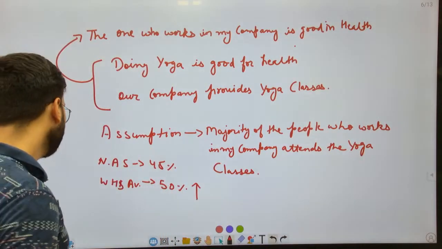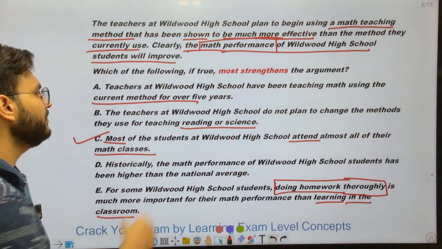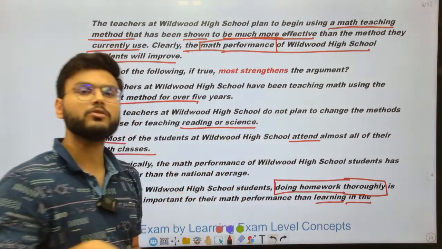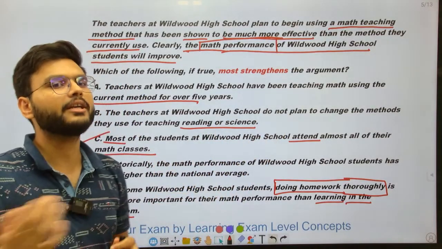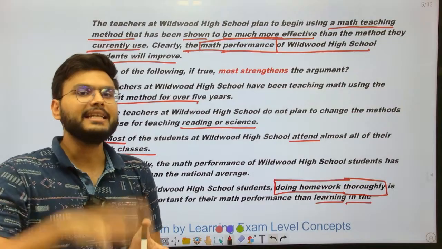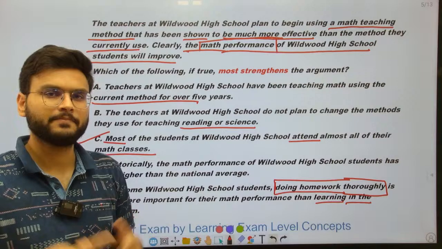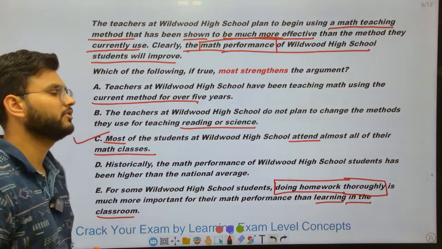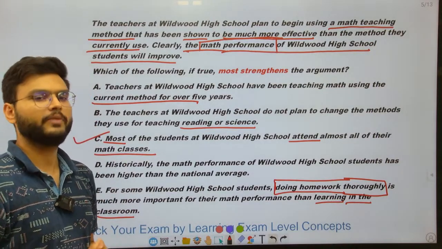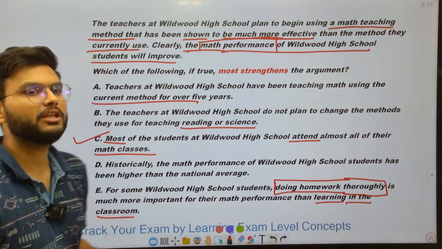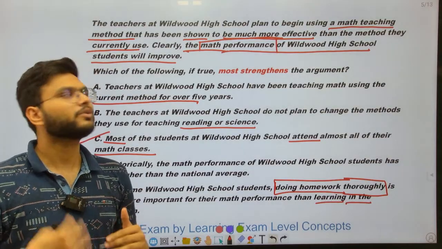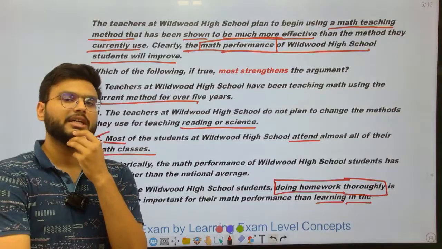So similarly here, the majority of the high school students attend almost all of their classes, because if they do not attend the class, any strategy won't work. Your teaching method won't work. So this was the question based on strengthening the argument. We have done two questions. One was based on the logical implication. This question was based on strengthening the argument.